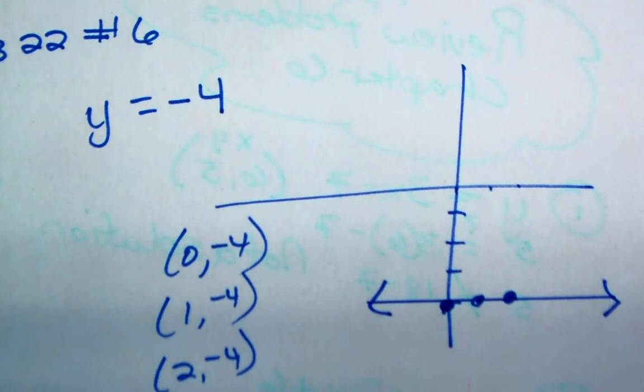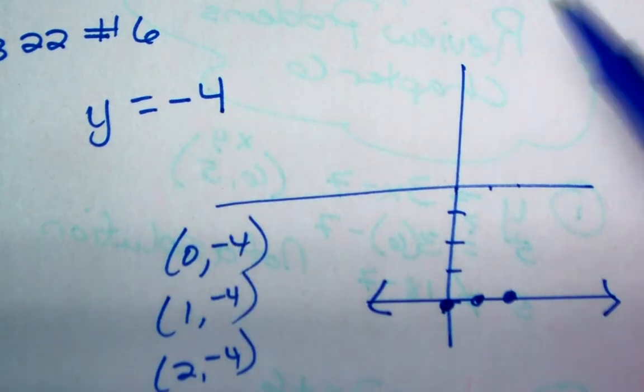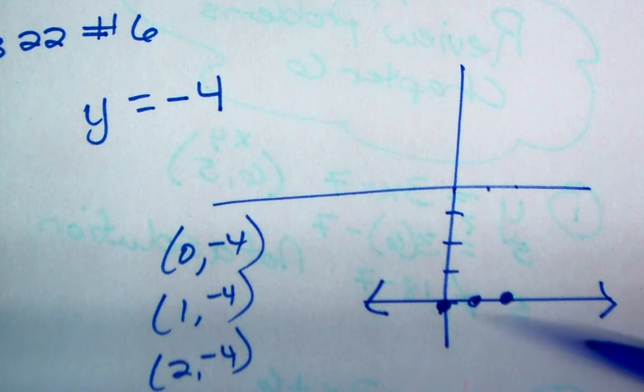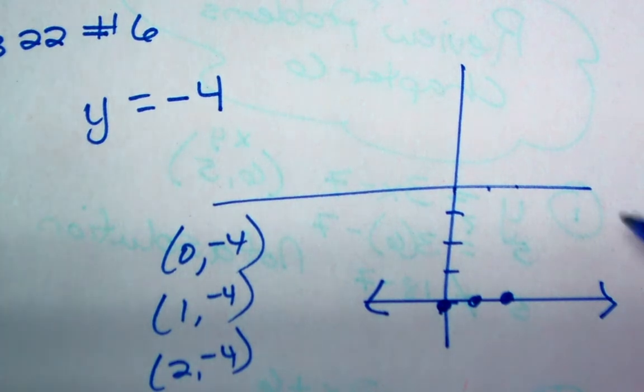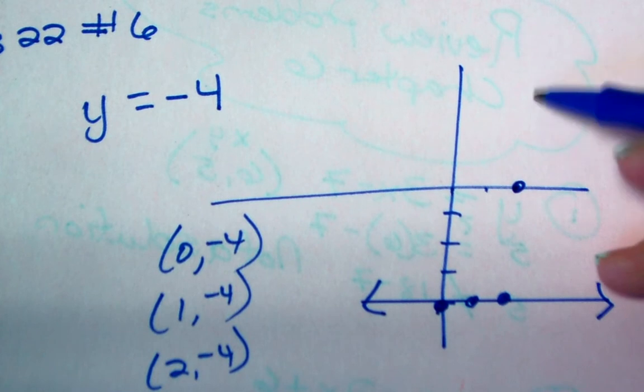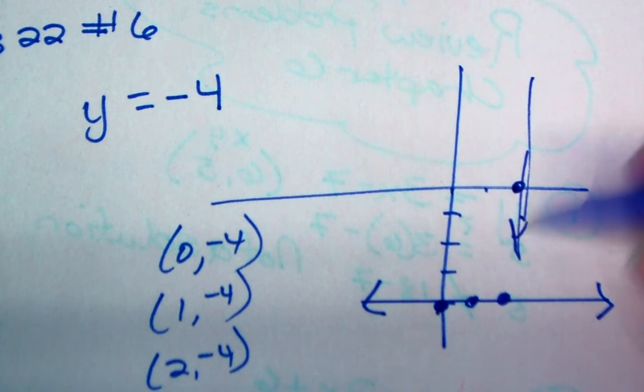And the way I like to remember this is that your y-axis is vertical, so your line would be horizontal. If it was x equals 2, then it would have to go vertical.